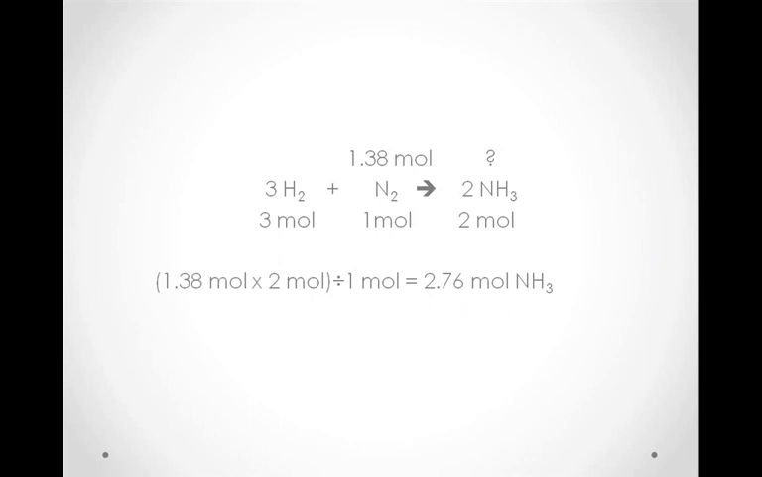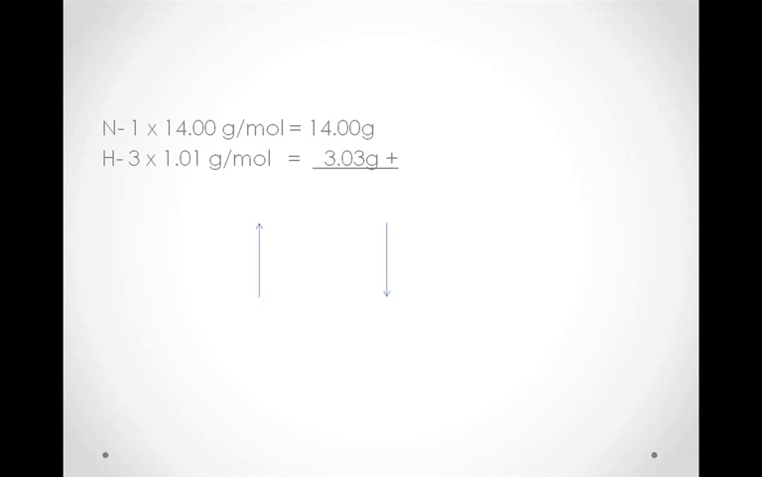Now, of course, in order to solve that, we need the mass of 1 mole of NH3. So, we have one N, and each one has a mass of 14, so we multiply it out, we get 14 grams. And we have 3 H's, each one having a mass of 1.01 grams per mole. We multiply those out, we add them up, and we know that the molar mass of NH3 is 17.03 grams per mole.